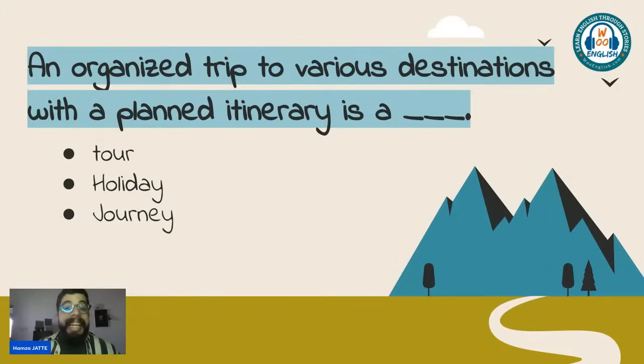Okay, now an organized trip to various destinations with a planned itinerary. Let me just remind you when I say itinerary, it means the different locations that you visit, right? So it's different places, we call that itinerary. It's all the route, all the passage that you go through. So an organized trip to various destinations with a planned itinerary.